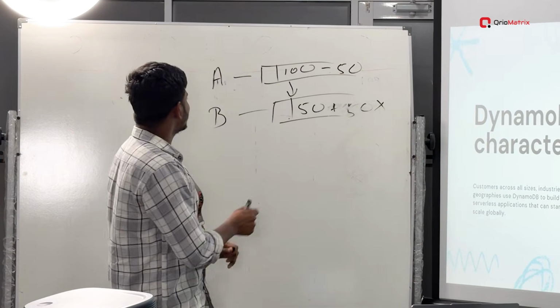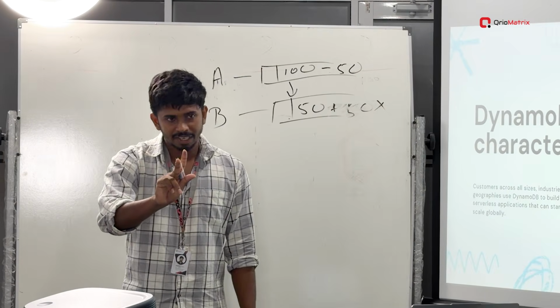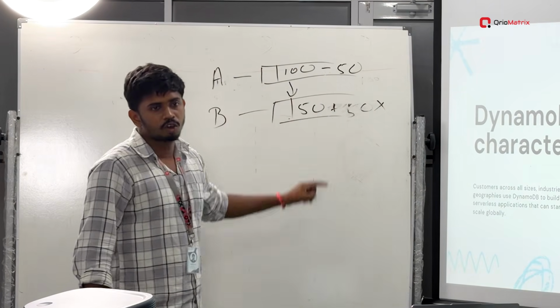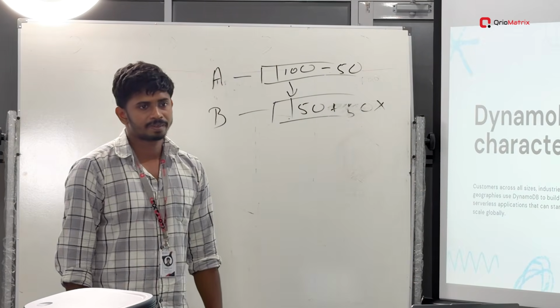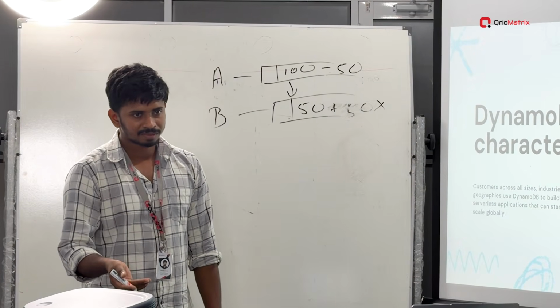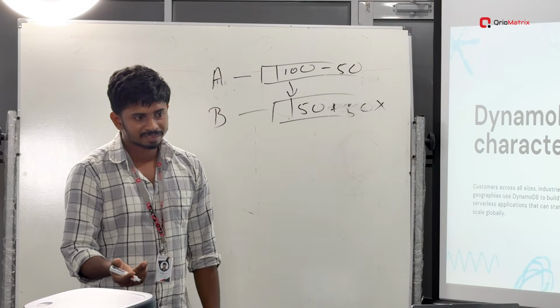So in these cases, you can see these two operations, updating record A and updating record B. Both should happen, or both should fail. That's guaranteed by the ACID principles.